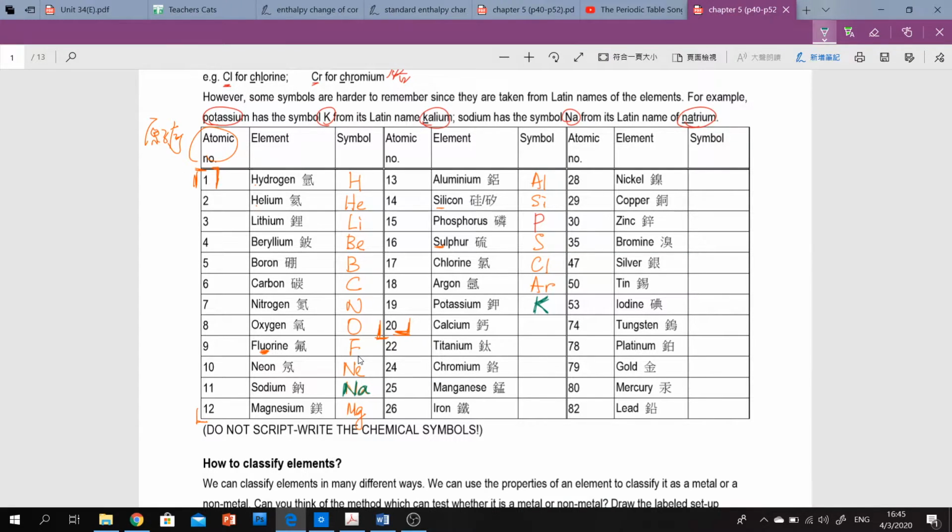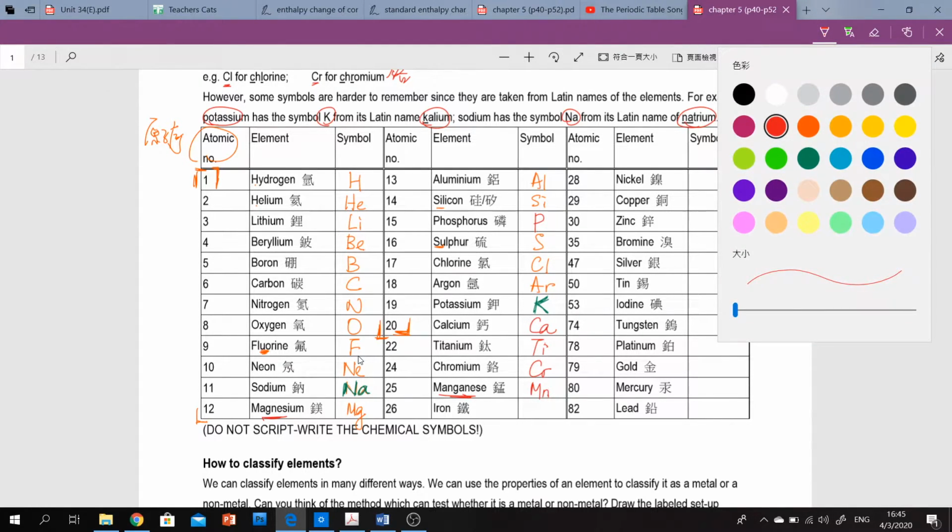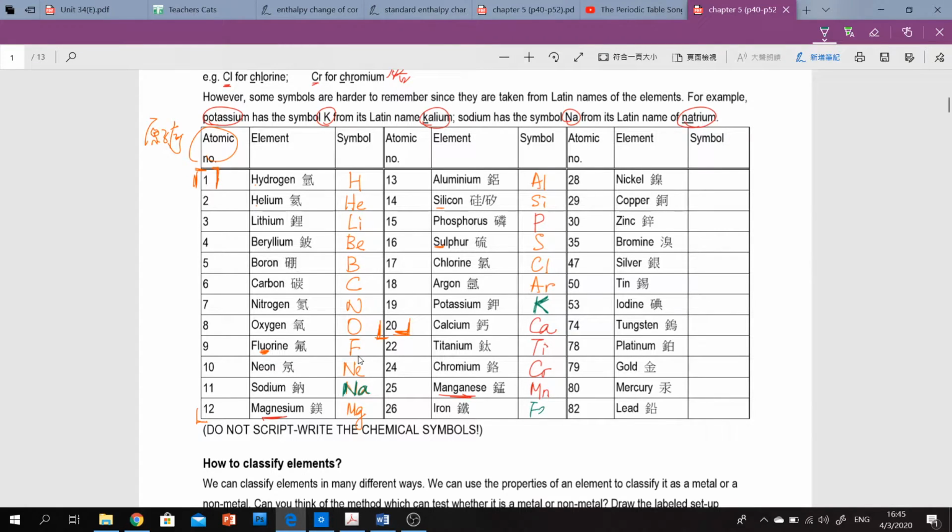Calcium is Ca. Titanium is Ti, chromium is Cr, not Ch. Manganese, right? Very similar to the word magnesium. Can you see that? Numbers 12 and 25, very similar. So for manganese, we write capital M, small letter n. And iron, another one which comes from a strange name, we write Fe, because the chemical name is from ferrum, which in Latin means iron.